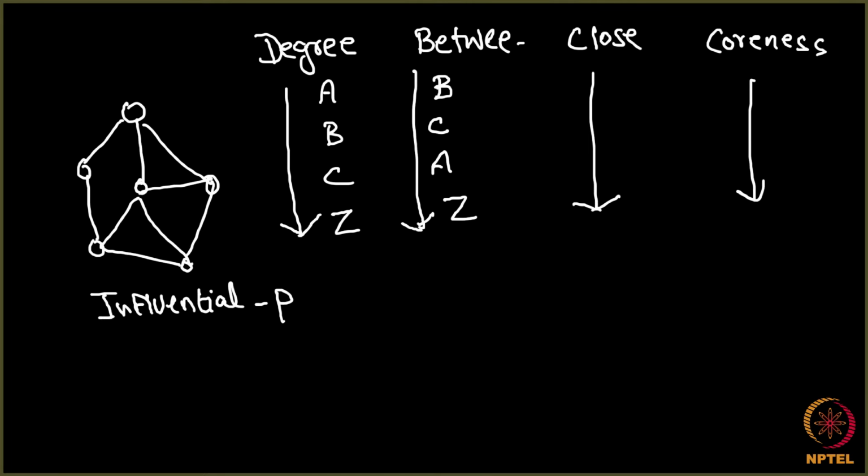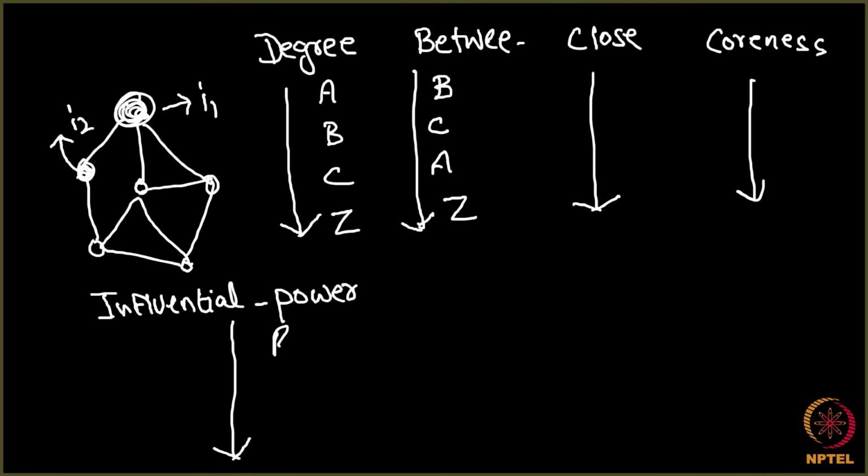In influential power, we'll actually take nodes and determine their influential power. So I'll take this node over here and run the independent cascade model from it, and then see what its influential power is. Say I1. Going to do this for this same node I2, and then here I'll arrange the nodes in the descending order of their influential power. So let's say B, C, Z, A. Right, so I've arranged the nodes here according to their influential power.